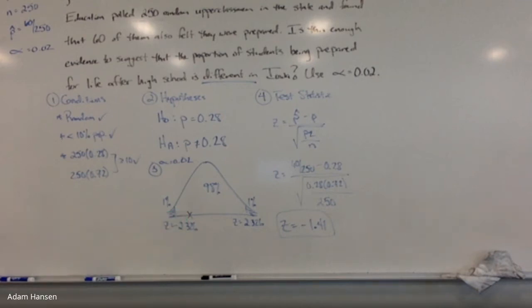You can reach the decision one of two ways: by comparing your test statistic with the critical z-scores in the rejection region, or by comparing your p-value, which we're going to look up in a minute, to your significance level.